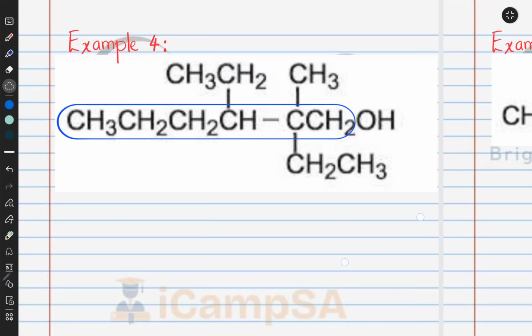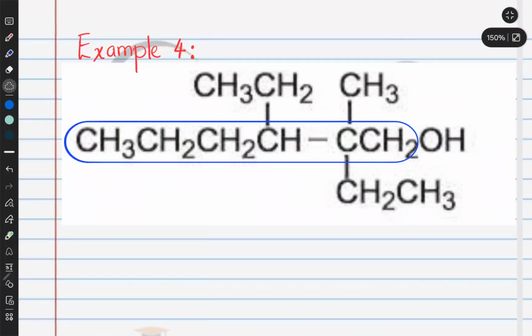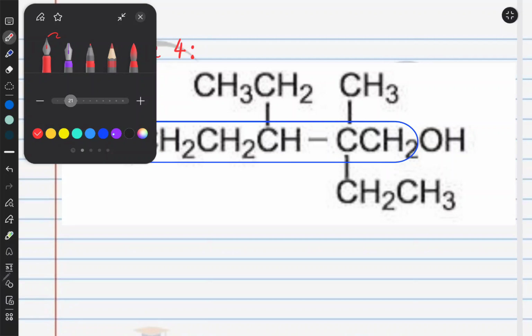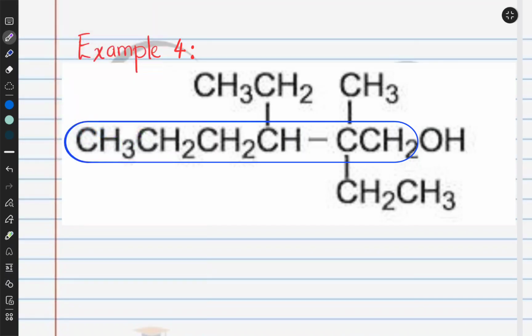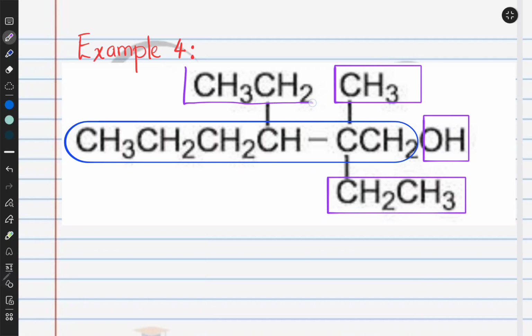Okay, now where do we start numbering from? Remember, from the side that will be nearest to the hydroxyl group. Of course, we have other substituents, but we won't prioritize them because this is an alcohol, so we must prioritize the hydroxyl group. So we have other substituents. We have the alcohol here, the hydroxyl group there. We have this alkyl group here. We have another alkyl group there, and another alkyl group here.